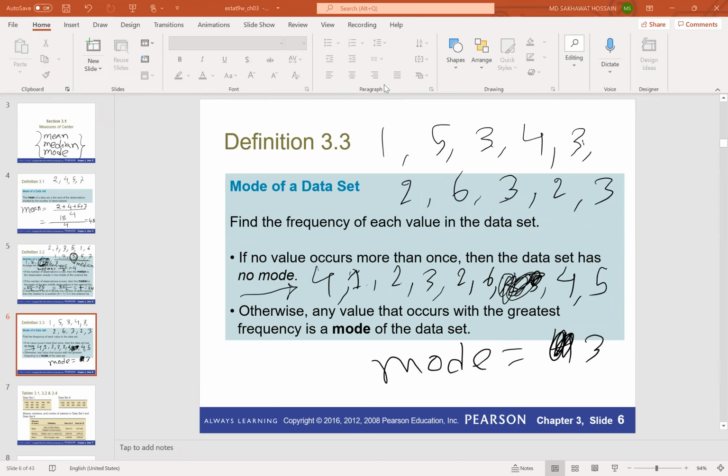So if you have 2 numbers which have the largest frequency, then that means you will actually have 2 peaks. So that means this is actually bimodal. So you have 2 modes here, 2 and 4. Yeah, that's correct. Thank you.